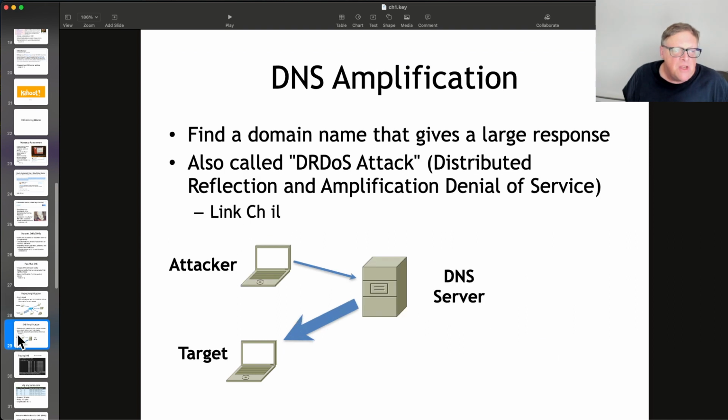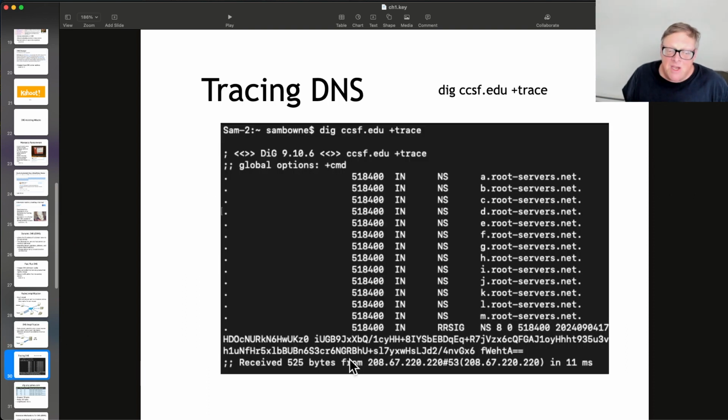But you can do essentially the same thing with DNS. You find a domain name where a small request gives you a large response, and it runs over UDP, so there is no handshake. So again, you can forge the destination address and you can get some amplification this way. And in fact, it's pretty effective because of these big resource records. These big signatures add a lot of data to this, so I just tried it earlier, right before class.